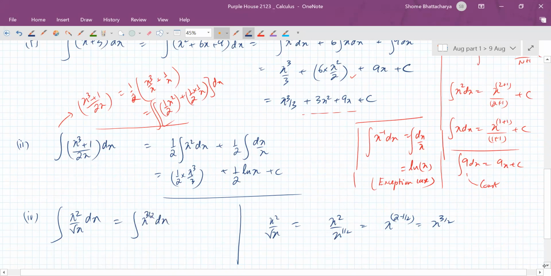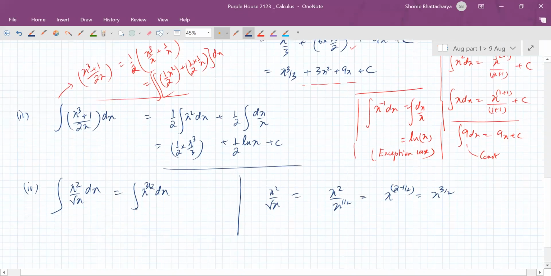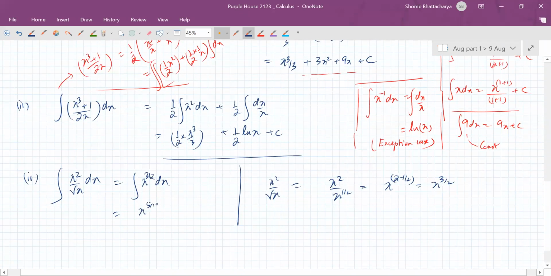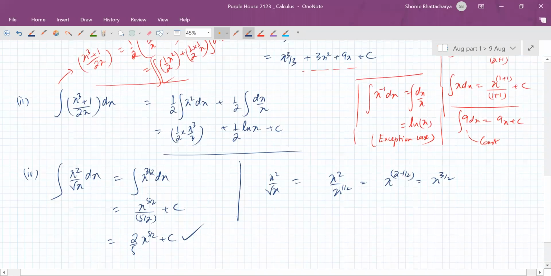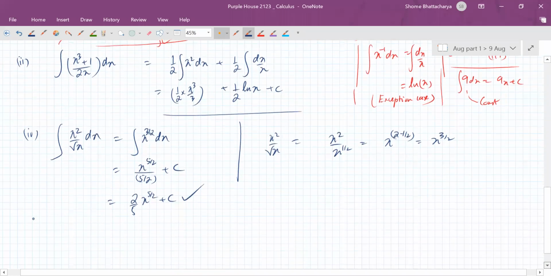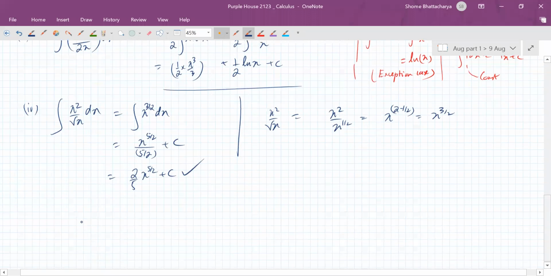Right, and then just apply the formula directly. So this will become x to the power 5 by 2 upon 5 by 2 plus c, which you can write more nicely like this. And that's our answer. Okay, and the final one, this was the fourth one, and the fifth one was root x minus 1 by root x whole square.